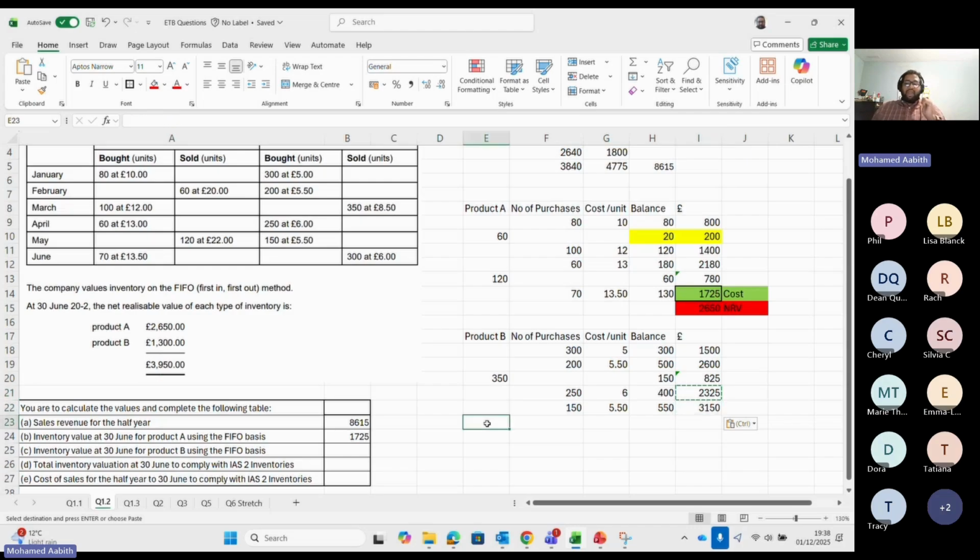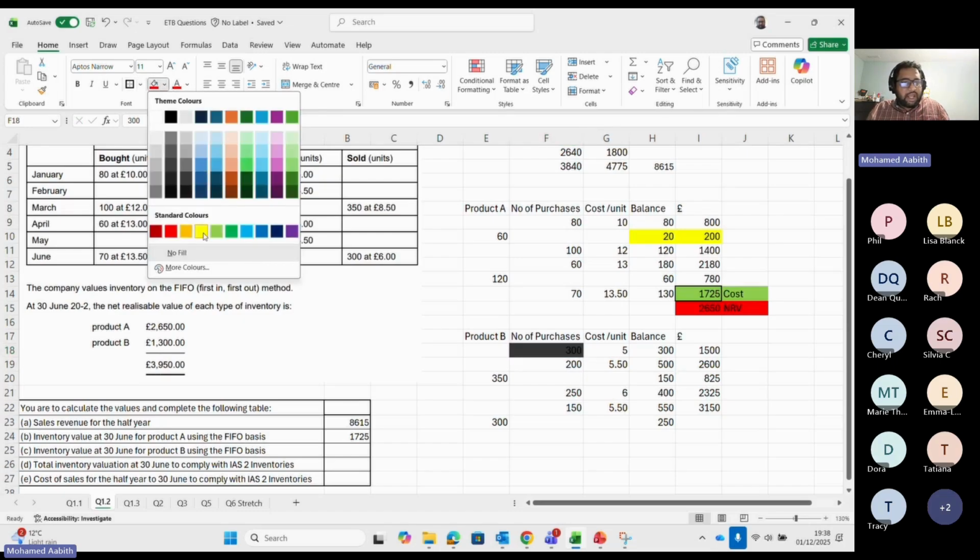But we have further sales. We have sold 300 more items. So once we sold 300 out of the 550, we are left with 250. But we need to know what we have and what we don't have. Do I have anything of this 300? No. All this 300 is depleted. So it's gone. So let me just say yellow for this here.